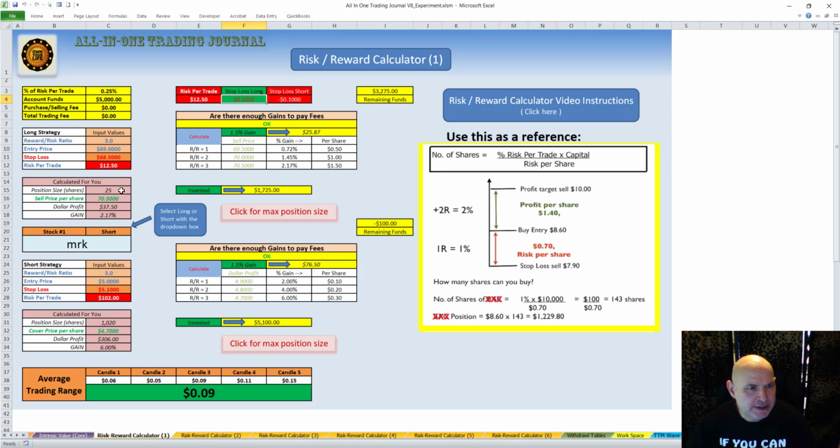It also calculates how many position sizes to buy. In this case, an entry price of $69 with a stop loss of $68.50 is a 50-cent stop loss. You're able to purchase 25 shares. The value of that invested is $1,725. You got 1R at $69.50, 2R at $70, and 3R at $70.50.